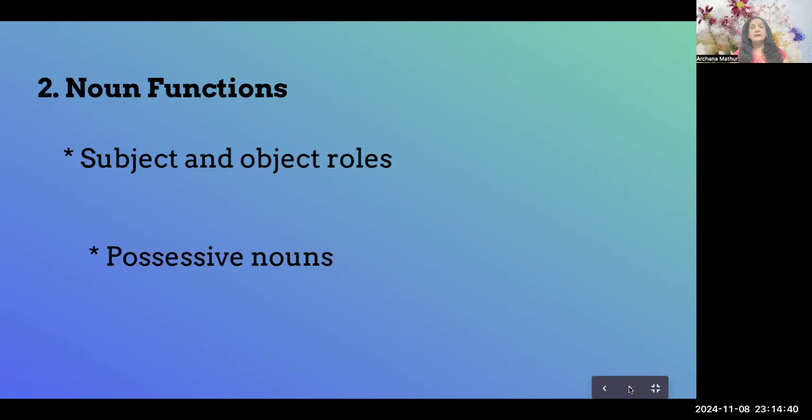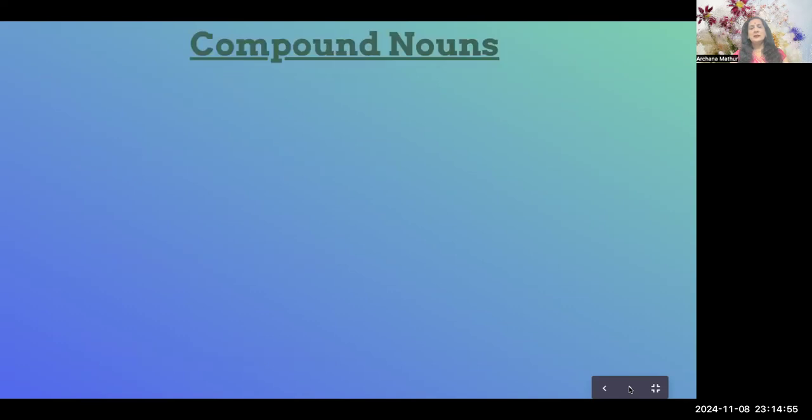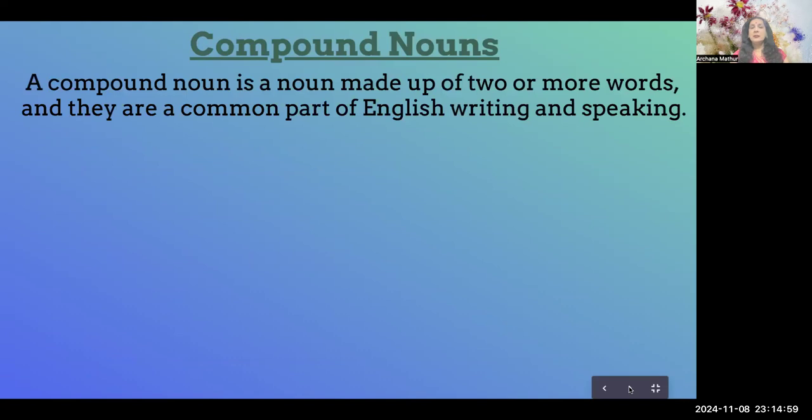So this is how we make them understand that noun functions in two ways, subject and object. Possessive noun, something belongs to someone. So like his, her, theirs, mine. So these are possessive nouns and compound nouns. So compound nouns I'm going to deal with separately here. So what are compound nouns? A compound noun is a noun made up of two or more words, and they are a common part of English writing and speaking. There's nothing fancy about it. They're very common words.